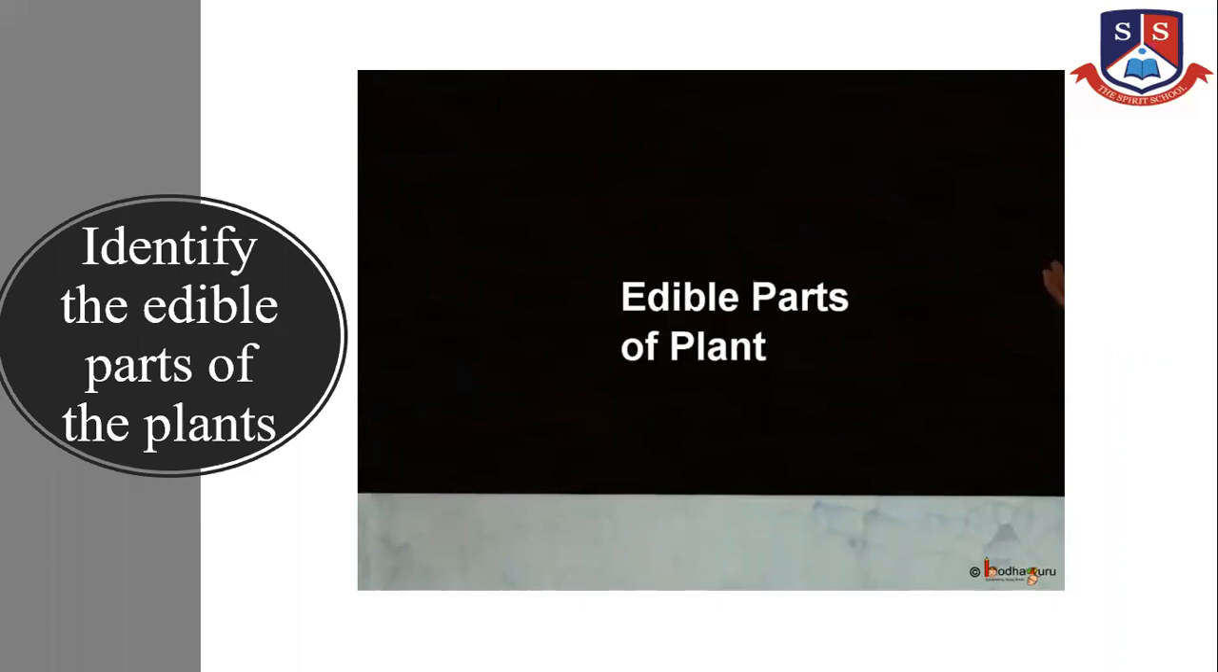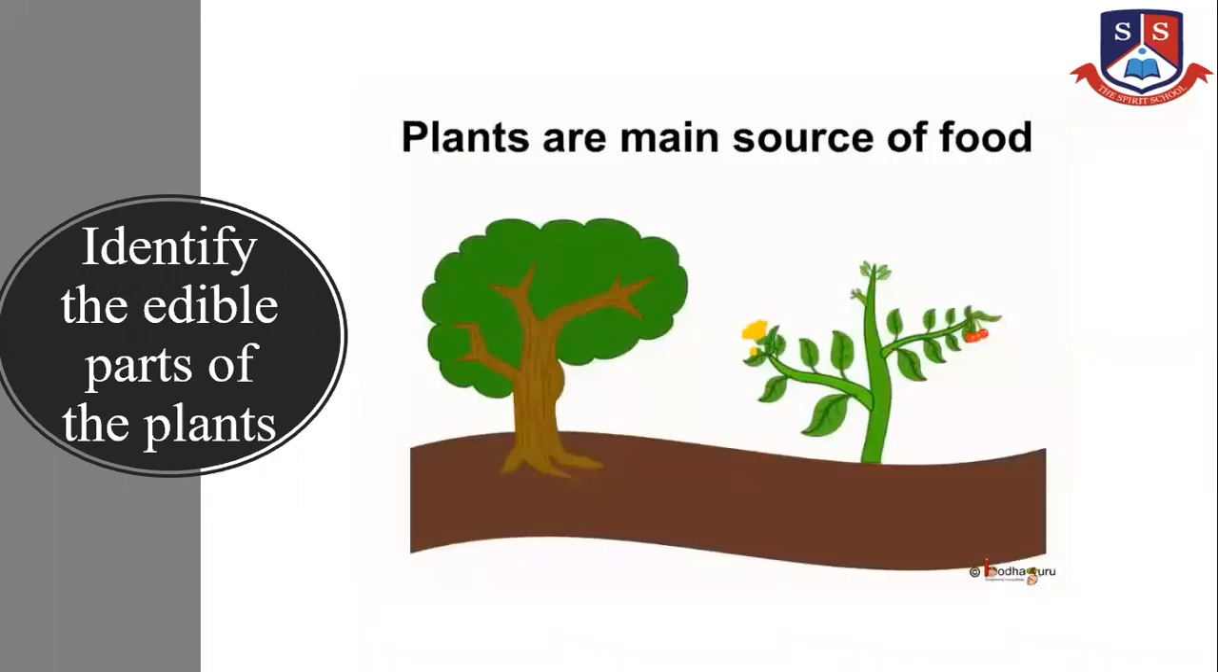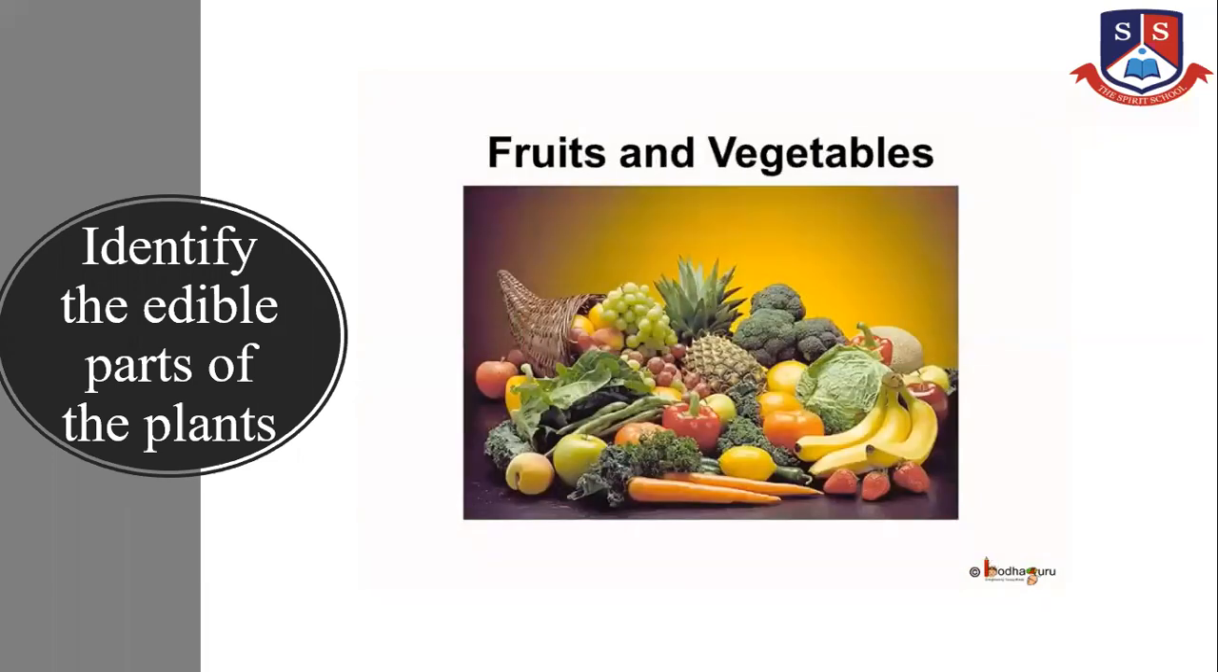Identify the edible parts of the plant. Let's watch a video and note all the edible parts of the plant, like root and stem. Let's start. They are the main source of food. We get fruits and vegetables from them. So, what are these fruits and vegetables?